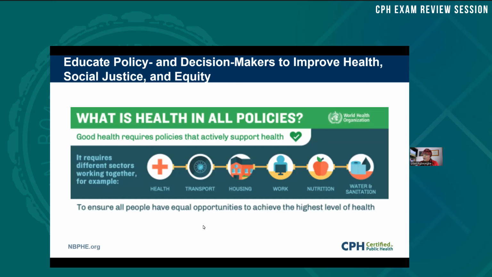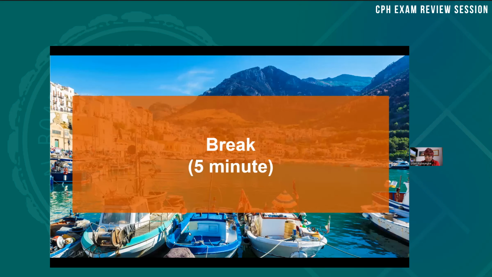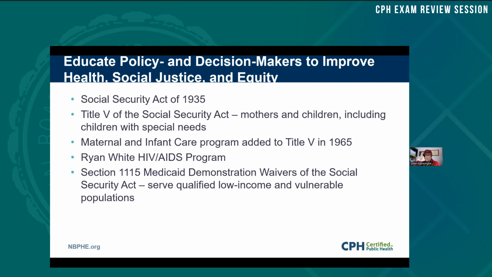So we see some health policies have tried to look at the issue of social services, social justice and equity. You look at the Ryan White Care Act, we're looking at mothers and children, including children with special needs. Without having Medicaid for all of this, then we will have people who are vulnerable and who can't afford services. Ryan White HIV/AIDS care.